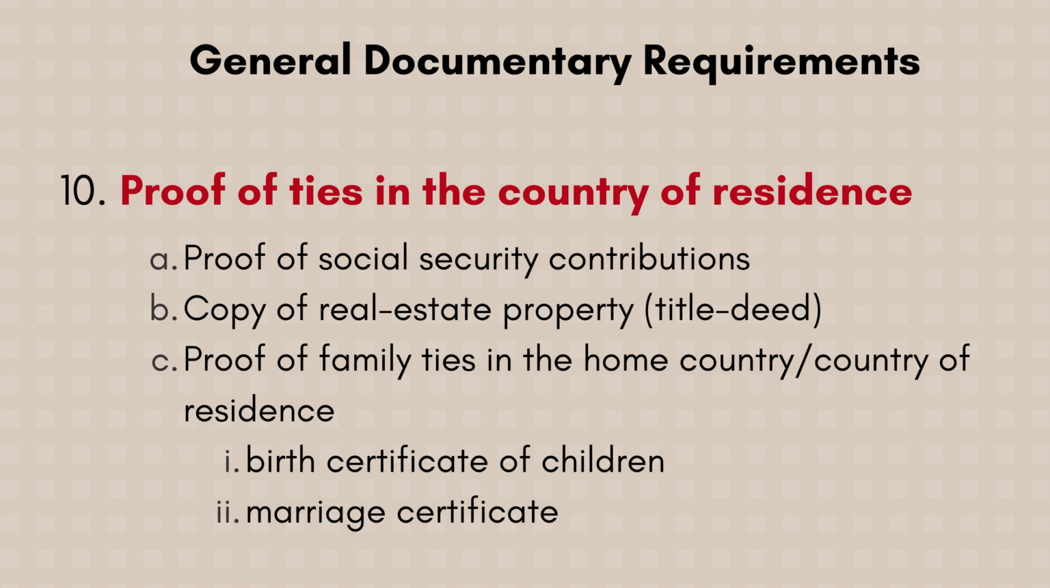Next, letter B, a copy of the title deed of any real estate property that you own. Take note, it should be in your name, not someone else's. And also proof of family ties in your home country. If you are married, then a copy of your marriage certificate. If you have children, then a copy of your child's or children's birth certificate.